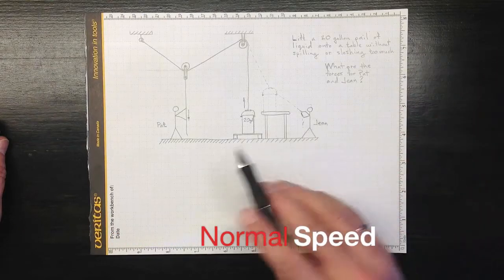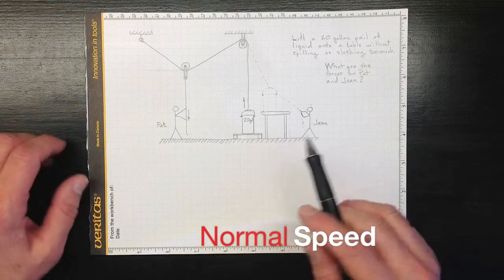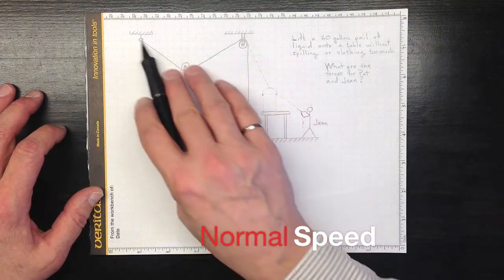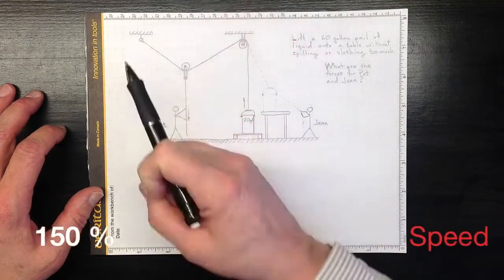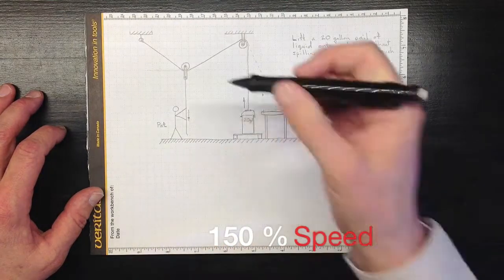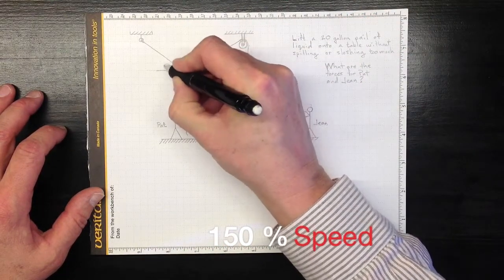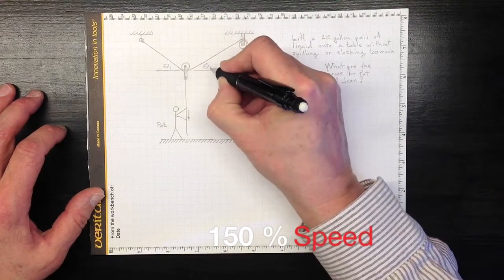In order to do that, we need to know something about the geometry in this system. So, important elements of geometry, well, obviously the angles that these lines are at matter, because if they're pulling straight up and down, then Pat's going to have to pull quite hard. So let's call this theta 1, and that's theta 2.